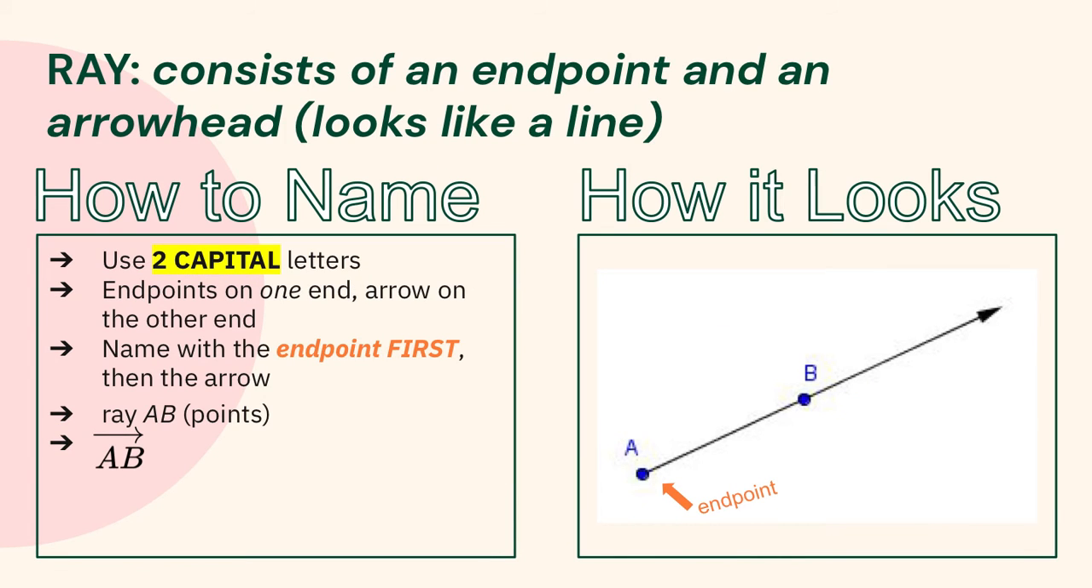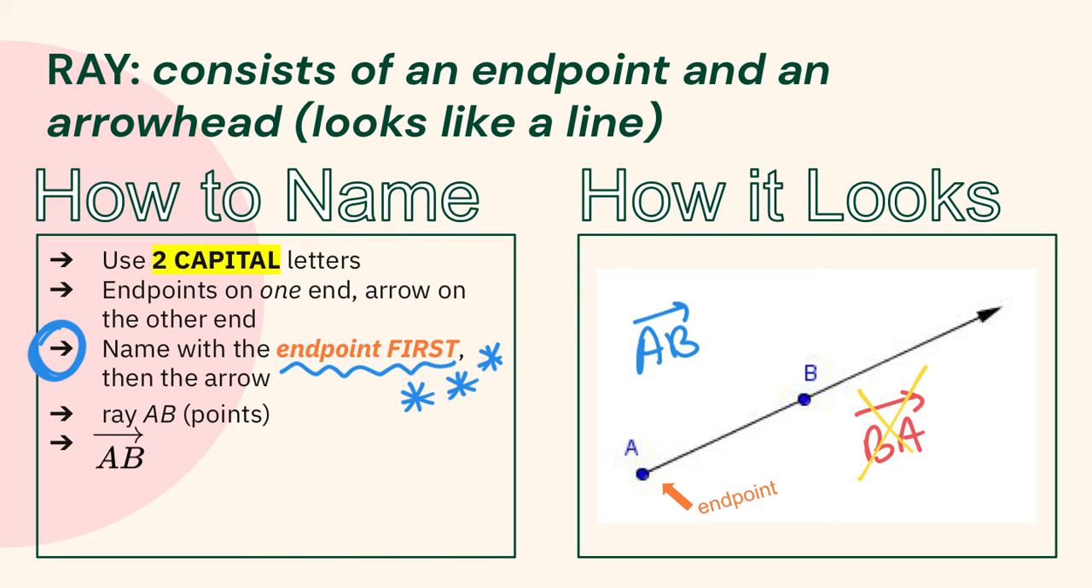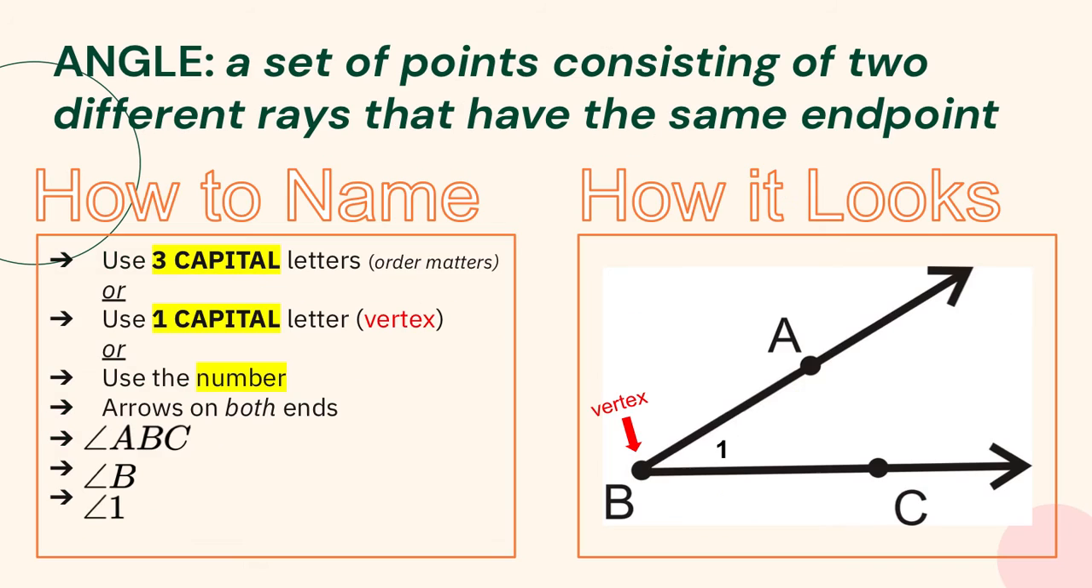If we have a ray, this is an endpoint and an arrowhead. It looks like a line and a segment together. You use 2 capital letters. You have to name it with the endpoint first. This is where people tend to get tripped up with these problems, but you have to name rays with the endpoint first. So I can call this ray AB. I cannot call this ray BA. If this was ray BA, it would look like this. You have to do the endpoint first. The endpoint is the part without the arrow.